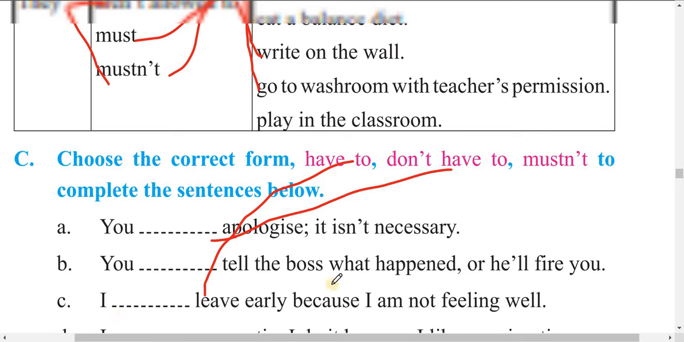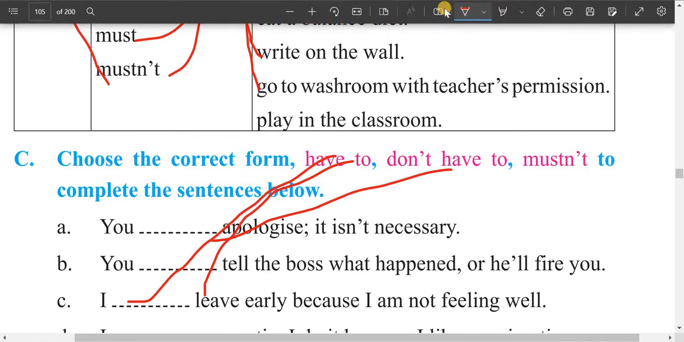Next one. I leave early because I'm not feeling well. Okay, you can write here: I have to leave early. Now see. I have to leave early because I am not feeling well.